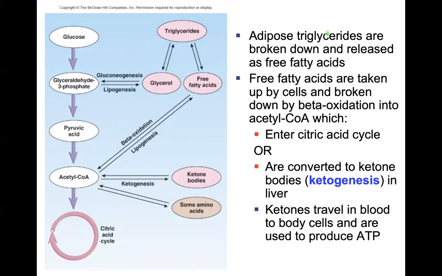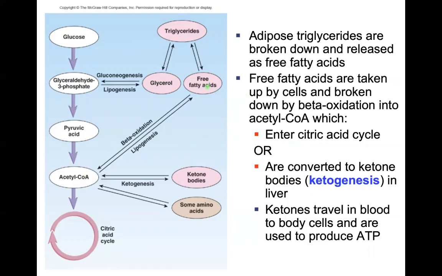If you go up to the top right side, adipose triglycerides are broken down and released as free fatty acids. They're taken up by cells and broken down by beta oxidation into acetyl-CoA. They either enter the citric acid cycle or they're converted to ketone bodies. If you look at the picture, here's your triglyceride. The glycerol gets broken down and thrown into glycolysis. We call that gluconeogenesis, making new glucose from a precursor. And then those fatty acid tails get broken down into 2 carbon segments and thrown in as acetyl-CoA.